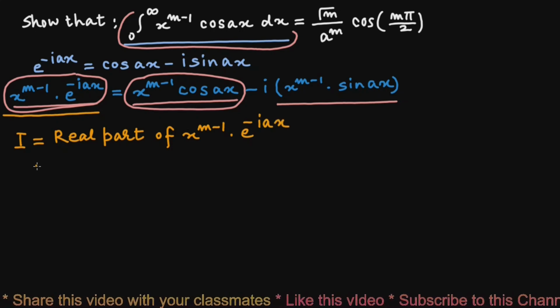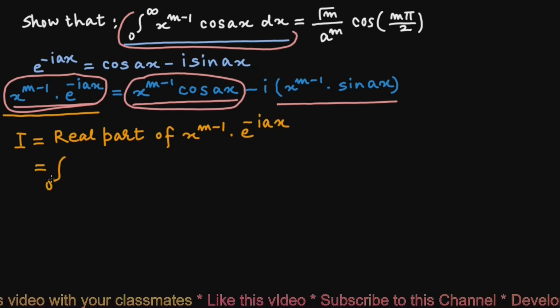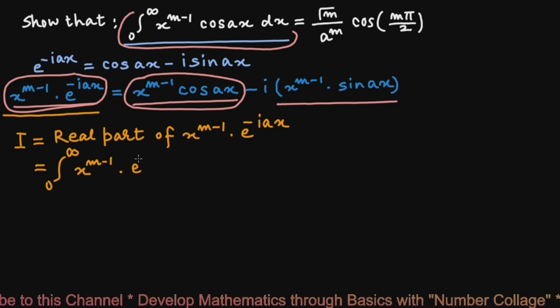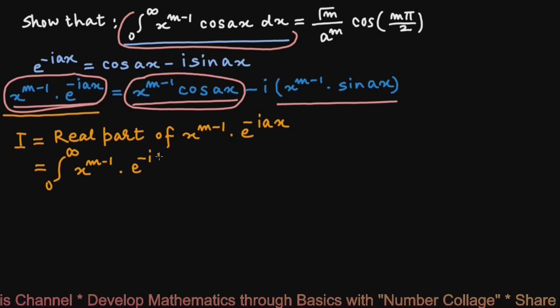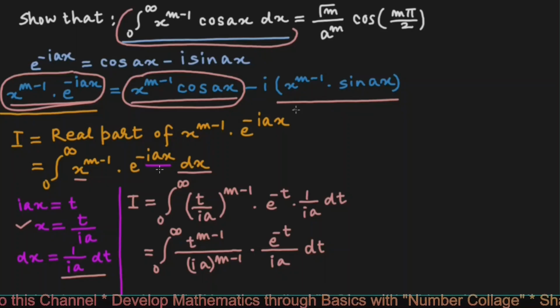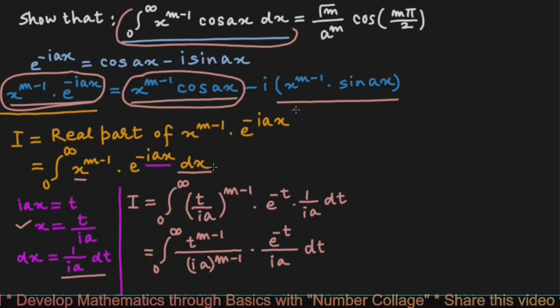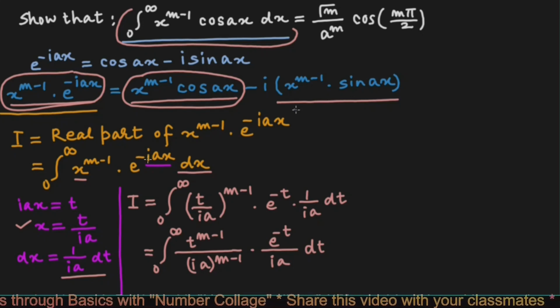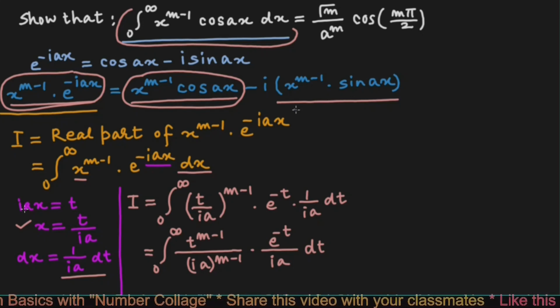So which will be the integral from 0 to infinity of x raised to m minus 1 into e raised to minus iax dx. Now this integral is in the form of gamma function. So as usual, we will substitute for this iax here.